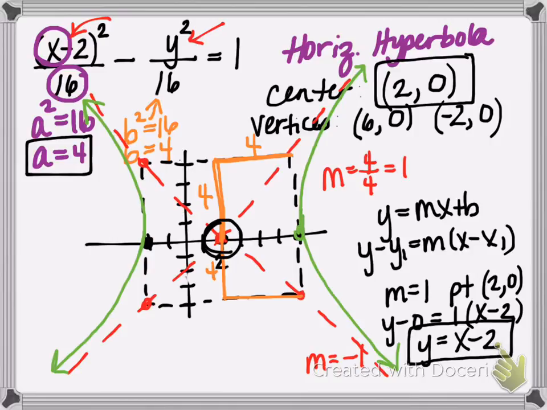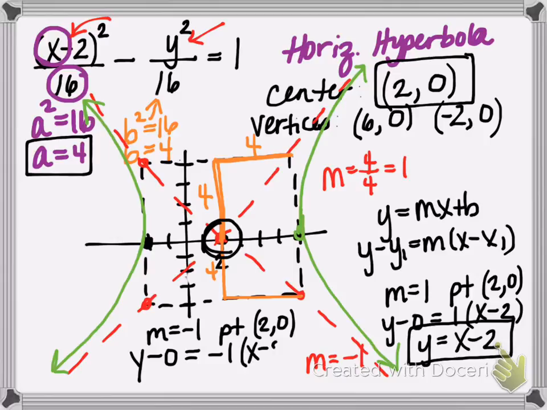And then the other asymptote has a slope of negative 1, but it also passes through the center, so we can still use the point of 2, 0. So point slope form, y minus 0, equals negative 1 times the quantity x minus 2. Simplifying, we have y equals negative x plus 2. So this would be the equation for my second asymptote, the one that has a negative slope. And we're done.